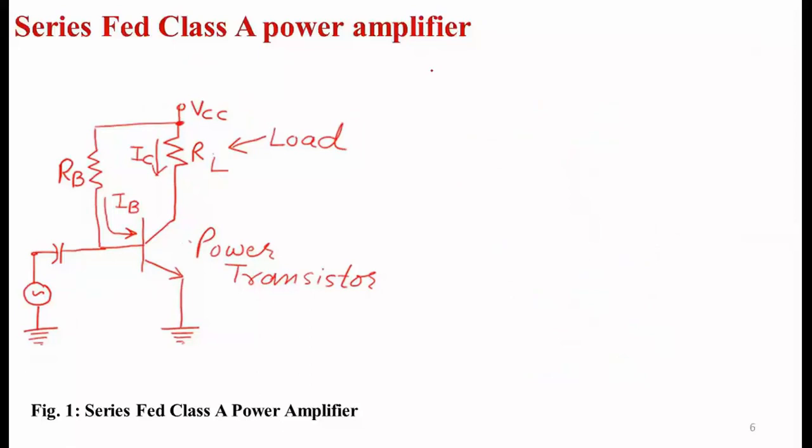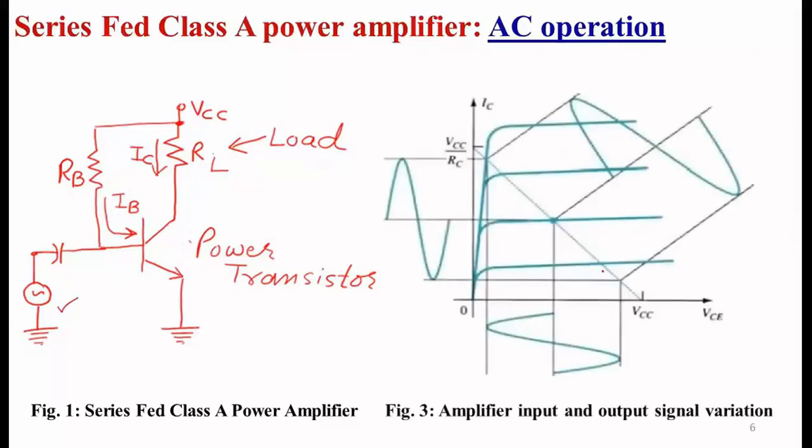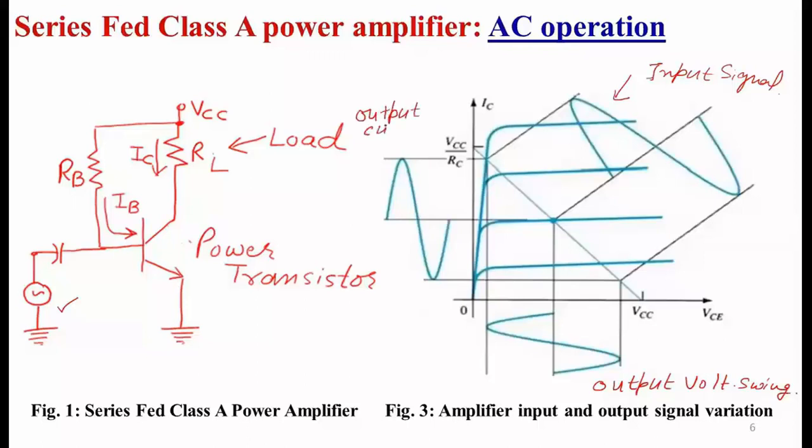Now, the second one is the AC bias operation. When we have applied the AC signal in the input circuit, we find this kind of graph. Here, this is the input signal to the amplifier. And this is the output voltage swing, which we are getting at the collector emitter terminals. And here we find the collector current, that is the output current swing.